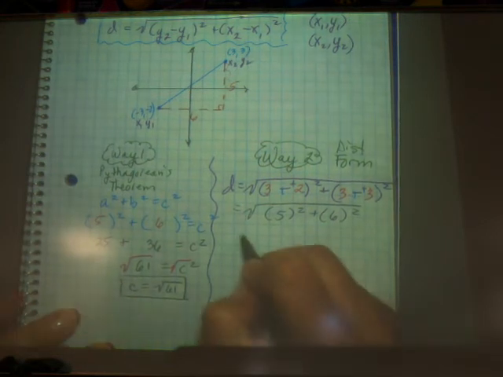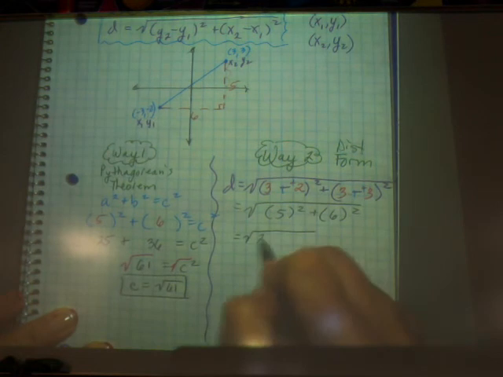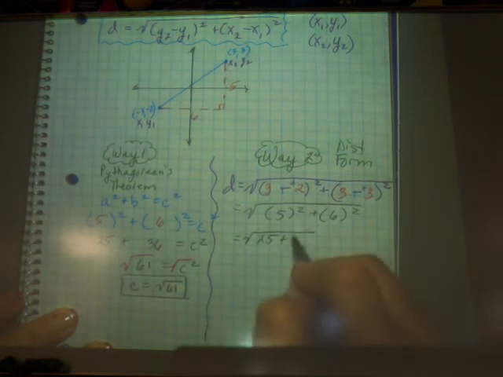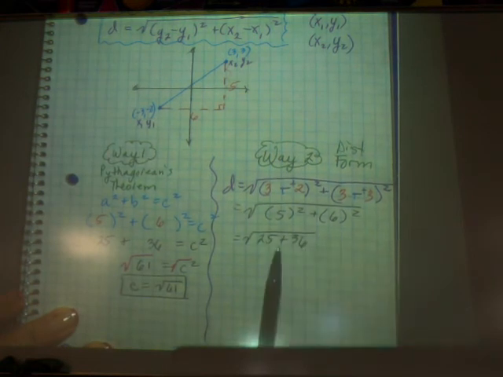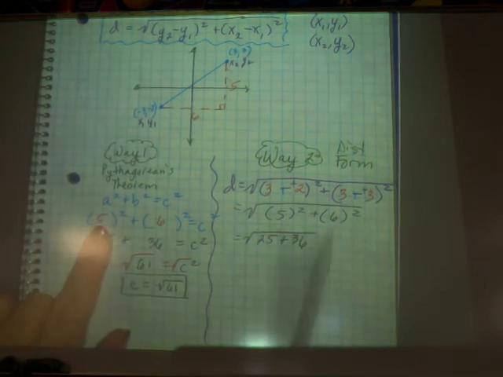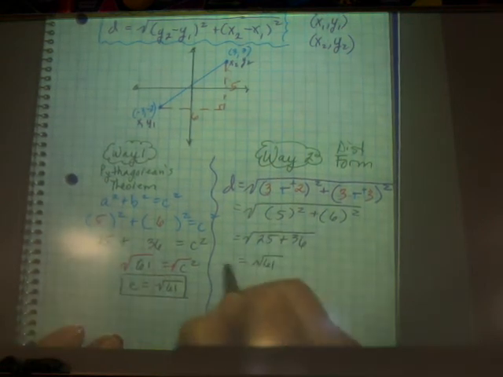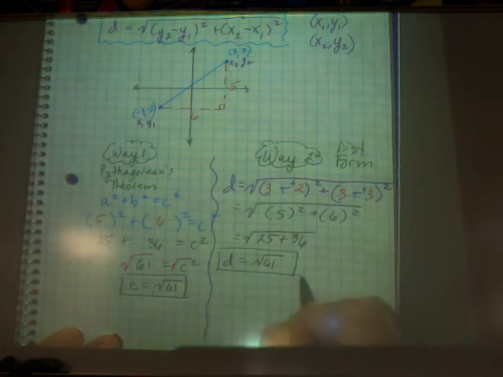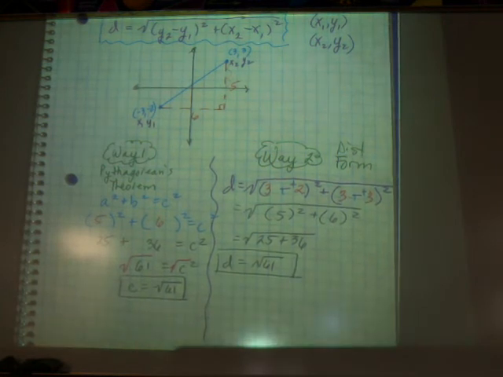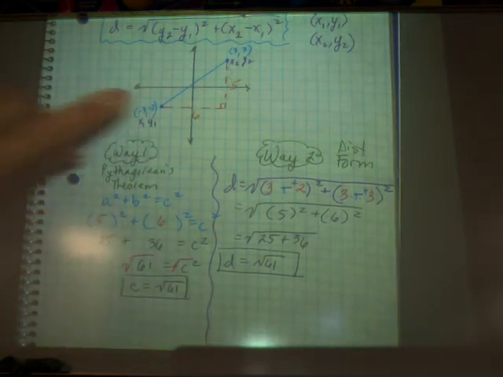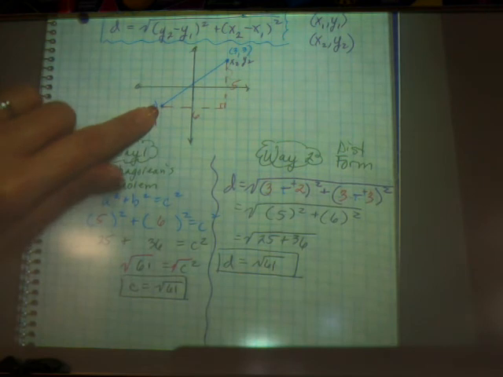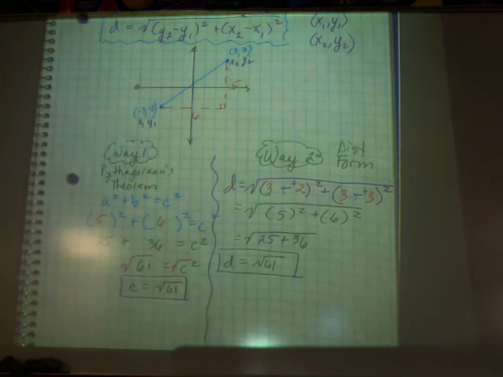And then go ahead and square them. So I get 25 plus 36. Have you seen those numbers before? Right here and right here, correct? And then I still get the square root of 61. Either one is just as much work, in my opinion, but this one does require you to actually plot the points. Because I'm not always going to give you a graph. I'm just going to give you two ordered pairs, you find the distance.